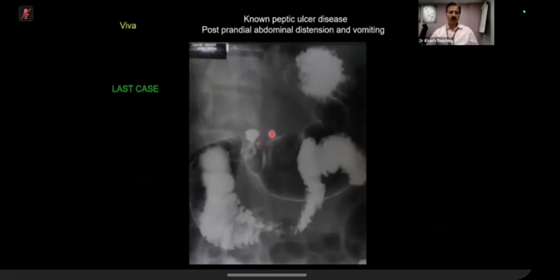This patient, the history is that after eating meals, has got a lot of distension and at times vomiting, cannot retain the food. What are the findings on this single study? A single view, should I say?